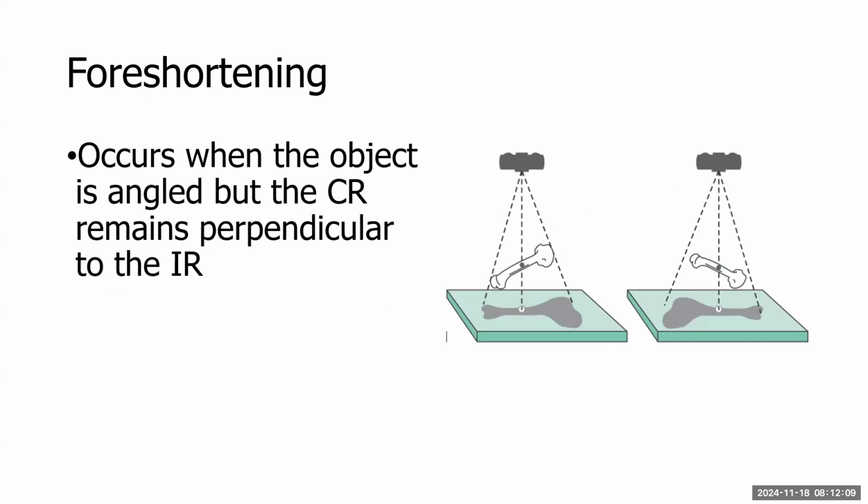So foreshortening just means that the object is represented shorter than it actually is. Foreshortened. So when Yolanda talked a week or so ago about internally rotating the leg on the AP proximal femur, that was to keep from foreshortening the neck of the femur. We wanted it so that we could see the actual neck of the femur.